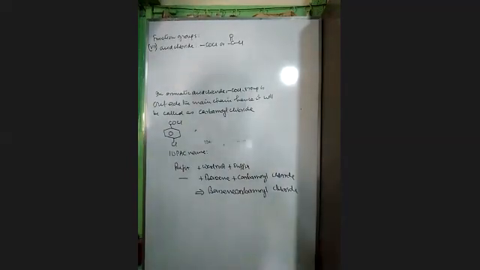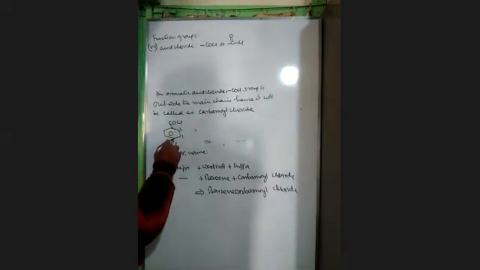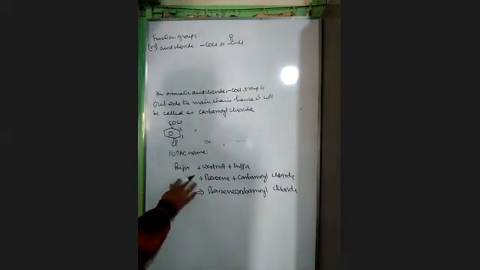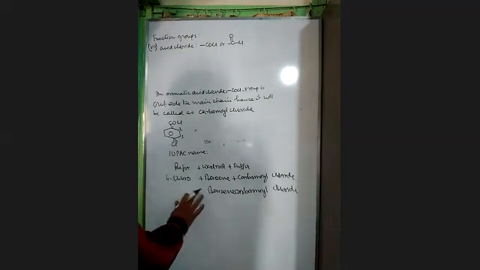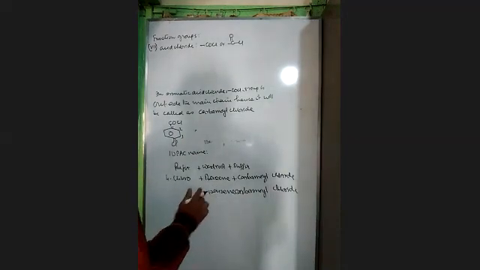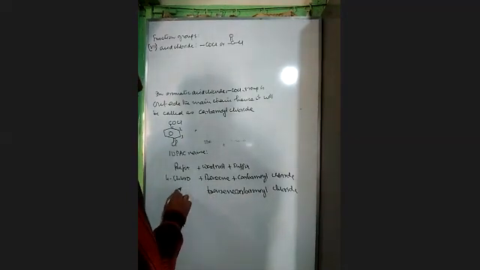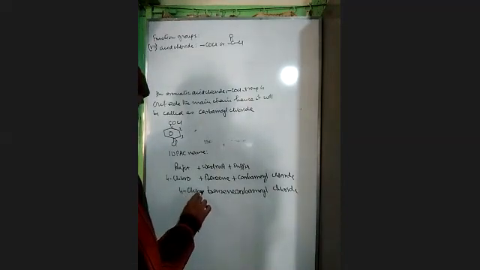So it will be what? 1, 2, 3, 4. So it will be 4-chloro. So the name will be 4-chloro benzene carbonyl chloride.